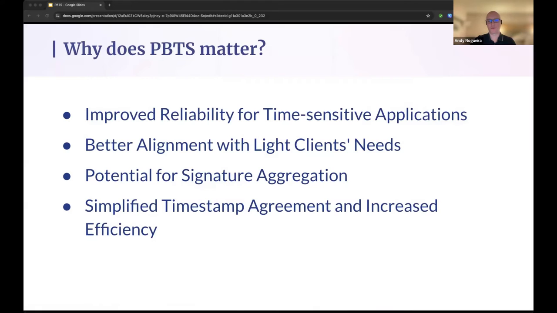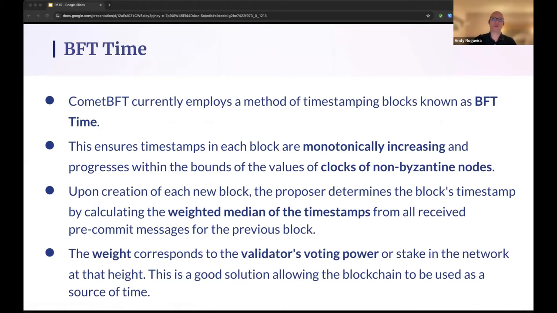Yeah, so currently the way Comet calculates the timestamps is what we call BFT time. Basically it's a weighted mean average of the timestamps received from the validators, also weighted by voting power. I don't know if anybody on the team wants to talk about BFT time, but basically it's the current implementation.